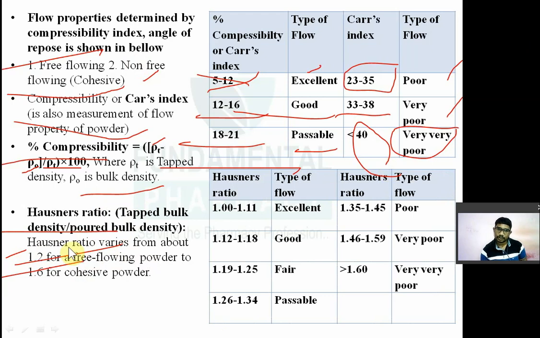If Hausner's ratio is between 1 to 1.11, the powder flow is excellent. If Hausner's ratio is between 1.12 to 1.18, you can say the powder is good flowing. If Hausner's ratio is between 1.19 to 1.25, you can say the powder has a fair flow. If it is between 1.26 to 1.34, it is possible.